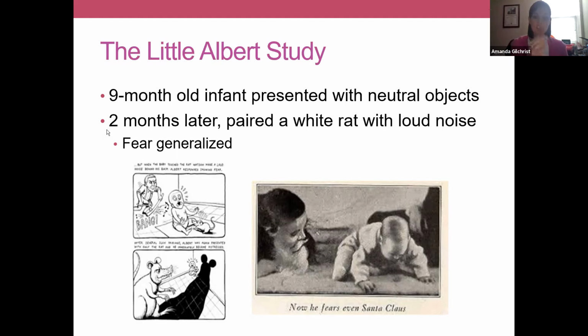About 2 months later, Watson did this, and this is part of the reason why you can't really do this anymore. They took the 9-month-old infant and put him in the room with the rat. Then as soon as the infant would start to move toward the rat, Watson was right behind the infant and would hit a metal bar with a hammer.